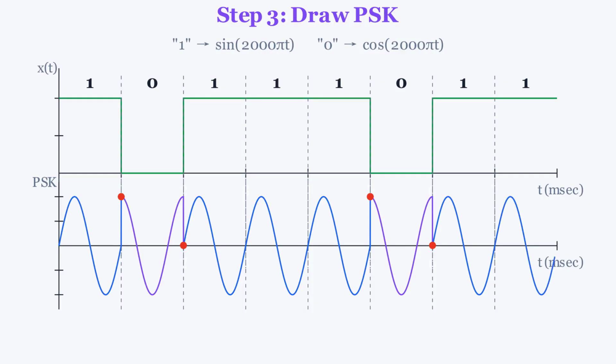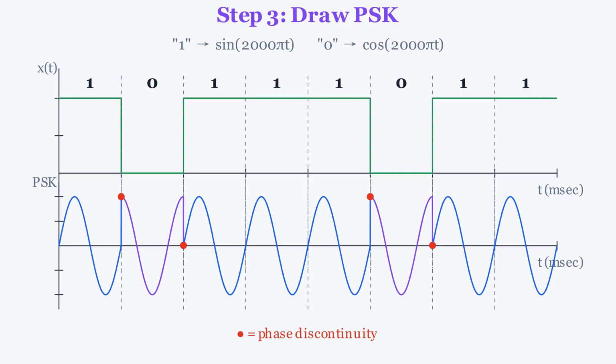So when the bit is 0, the wave starts at its maximum value instead of starting at 0. We walk along x of t and pick the right wave for each bit. Bit 1 is a 1, sine. Bit 2 is a 0, cosine. Bits 3, 4, 5 are 1s, sine again, for 3 milliseconds. Bit 6 is a 0, cosine. Bits 7 and 8 are 1s, sine, for 2 more milliseconds.